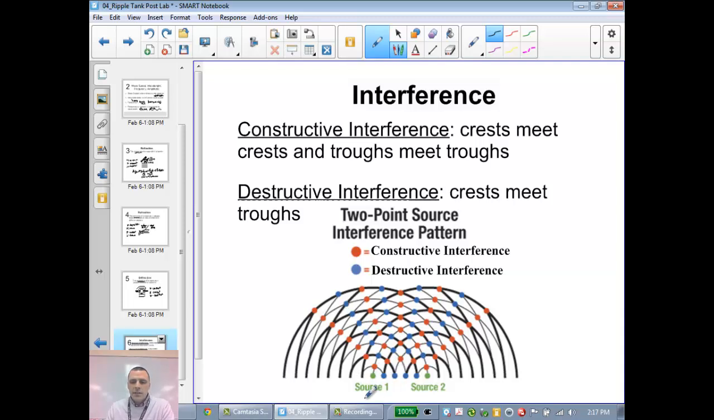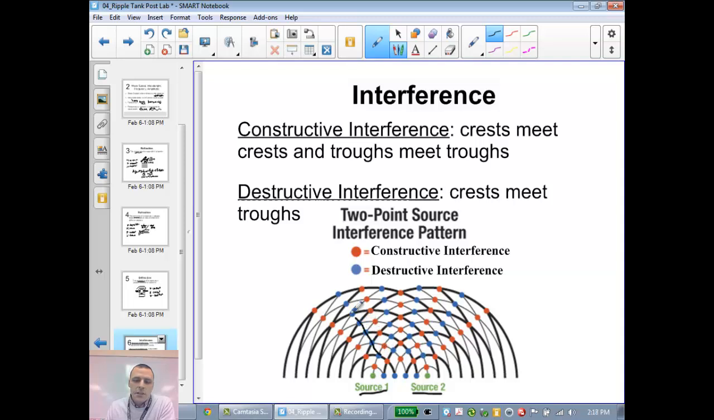And if you look down on this diagram, we had two sources. And anytime a bold line meets another bold line, that's a crest meeting a crest. And a thin line meeting a thin line is a trough meeting a trough. So you get very high crests and very low troughs. And these are areas of constructive interference, indicated by the red dots. The blue dots are what are of great interest to us because these are the areas of destructive interference where a crest meets a trough.